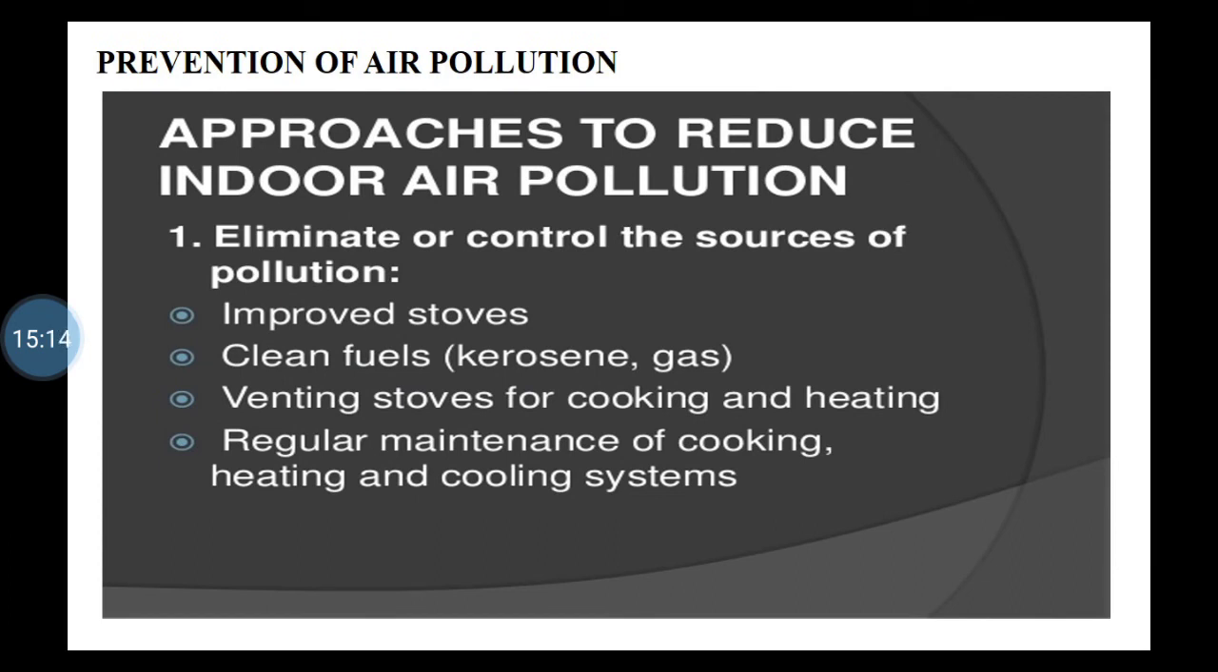Now, how we can prevent and control air pollution, that we will discuss, isn't it? So here, one is to eliminate the sources of pollution, like whatever stoves are there, they must be improved. Then whatever fuels are there, like kerosene, gas, they must be clean fuels, isn't it? Then venting stoves for cooking and heating must be used, isn't it? Electric can be used as an alternate. Then regular maintenance of cooking, heating and cooling systems, isn't it?